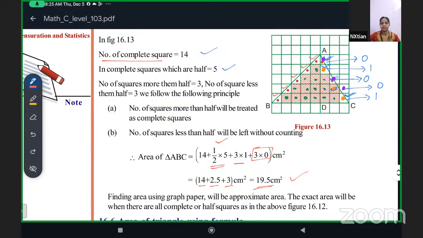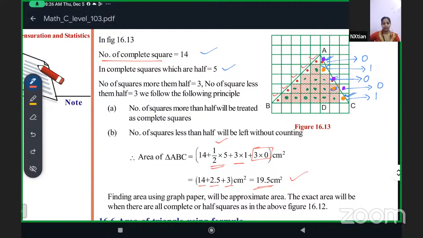For the exact area, normally square grids are 1 centimeter by 1 centimeter, because they are square. They are normally that much on the graph paper. So we can take our ruler and measure two sides together, multiply them, and then divide them by 2. Okay, that is the half base into height formula you're talking about. Yes, ma'am. Then we'll get the exact area.